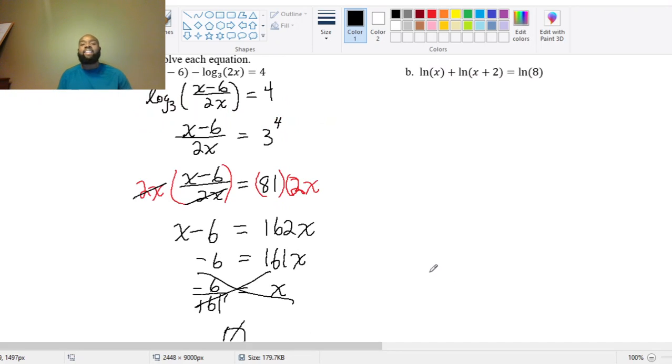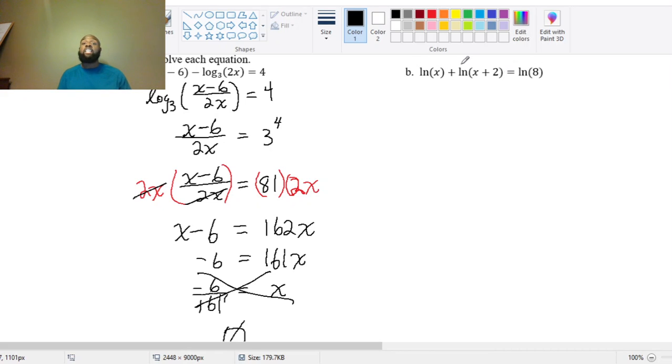So remember to go back and check your solutions. Just make sure, if you're confident that you didn't make any mistakes in this work, that you go back in and make sure your possible solution is in the domain of each of these functions that make up your equation. Let's go to part B.